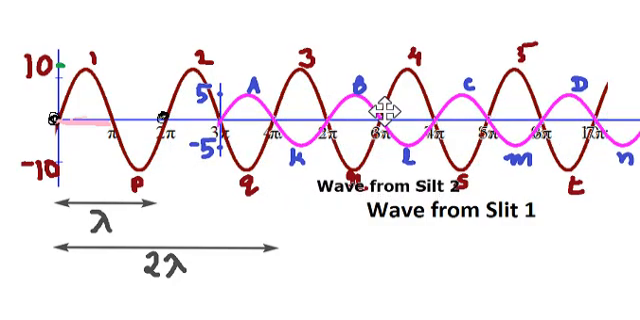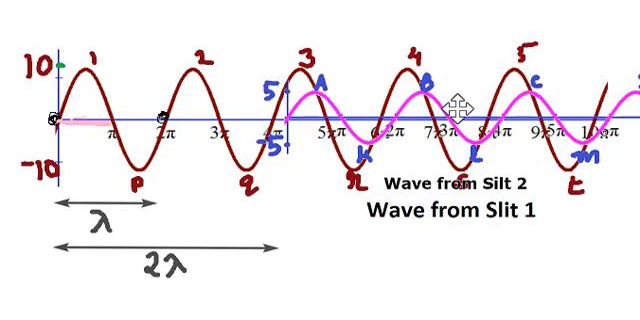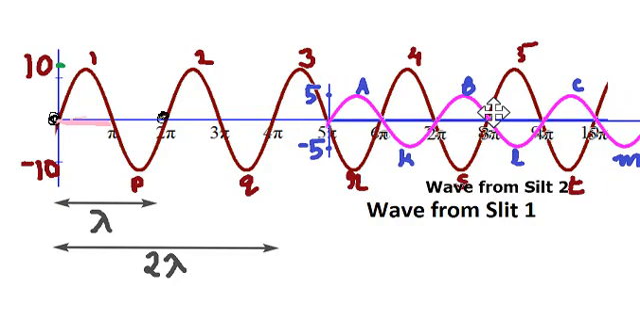Look at the diagram. The difference is now 3 lambda by 2. Then again they are opposite. Again you will get a wave whose amplitude is 5, minus 5 to plus 5. If the difference is 5 lambda by 2, again they are opposite. This is called destructive interference. When the interference is destructive, amplitude decreases. When it is constructive, amplitude increases.